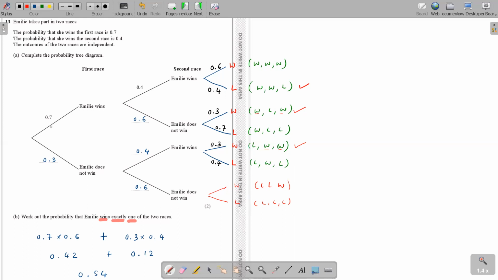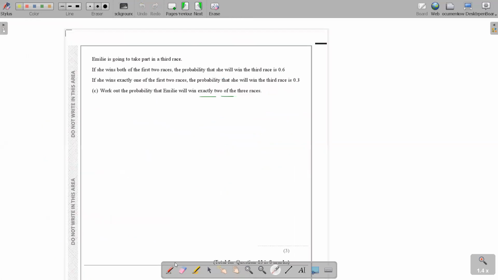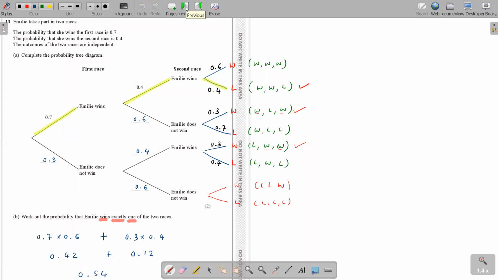So let's take the branch I want, this one. This win, win, lose. So that's the first one, which is 0.7 into 0.4 into 0.4. So right over here, 0.7 into 0.4 into 0.4. That's the first branch. Plus, you have to add it.